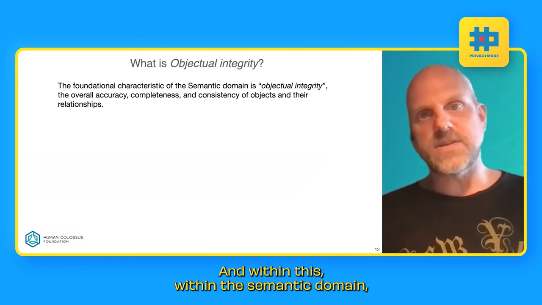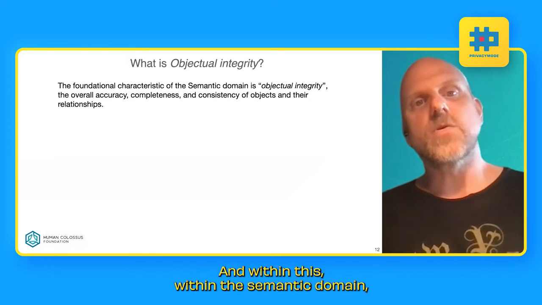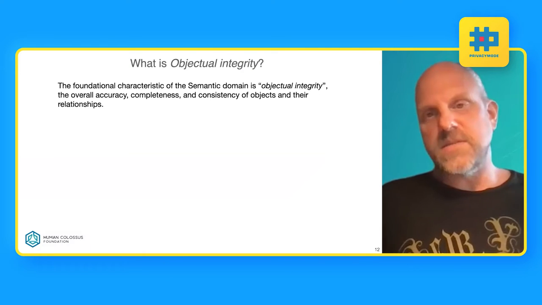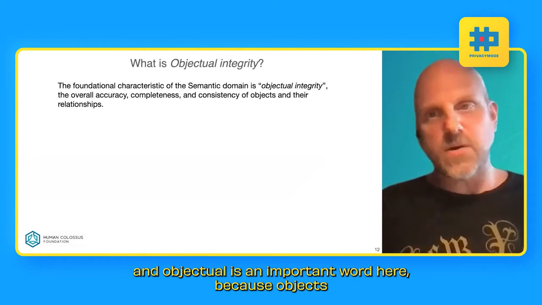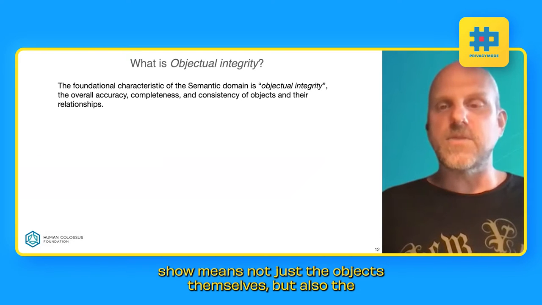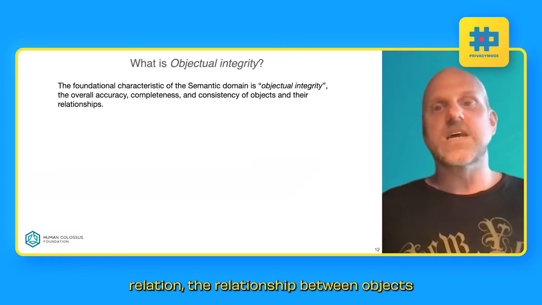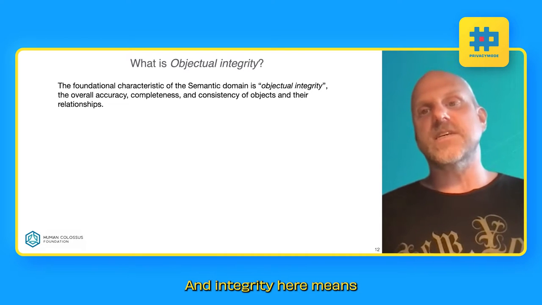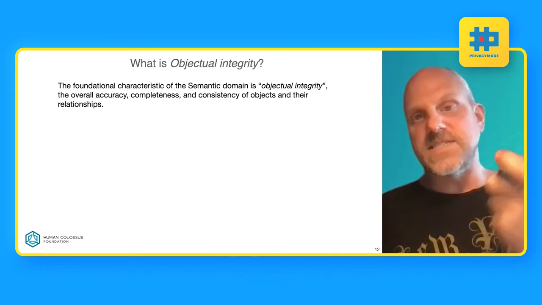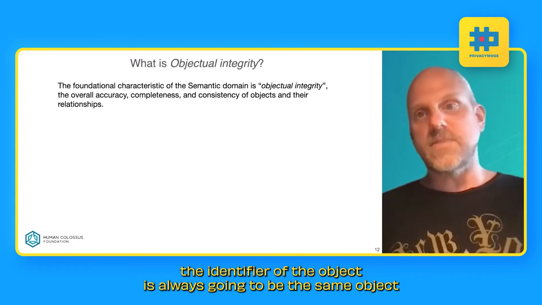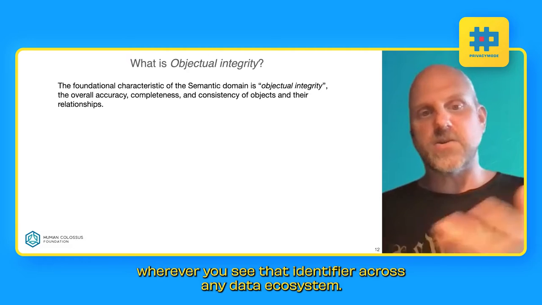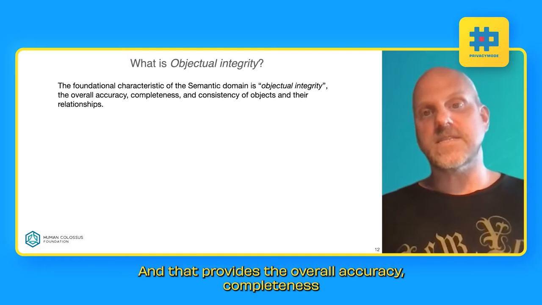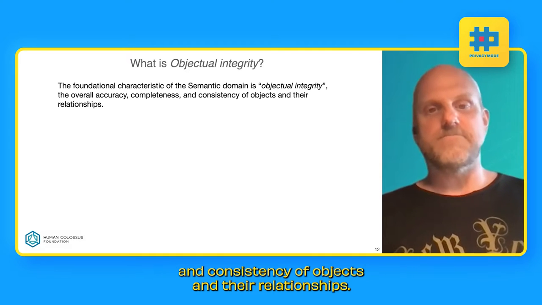And within the semantic domain, the core foundational characteristic is objectual integrity. And objectual is an important word here, because objectual means not just the objects themselves, but also the relationship between objects within a system. And integrity here means that you always know that the identifier of the object is always going to be the same object wherever you see that identifier across any data ecosystem. And that provides the overall accuracy, completeness, and consistency of objects and their relationships.